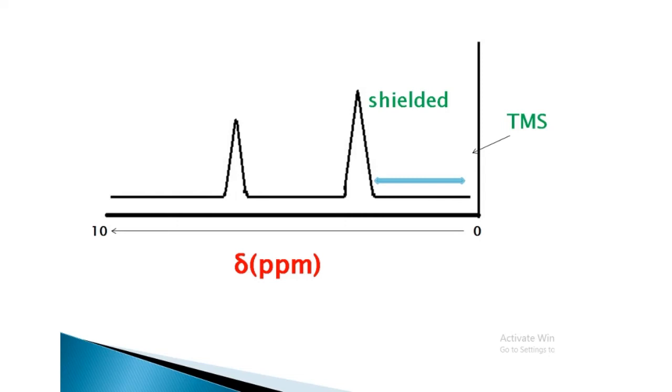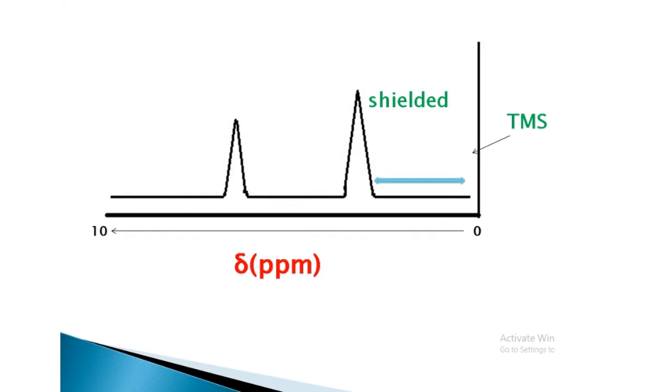And using the same logic, the further away a peak is from TMS, the more the protons are not like the hydrogens in TMS, and the more de-shielded the hydrogens in our sample are. Remember, we do not count the TMS peak in the number of peaks for the sample.